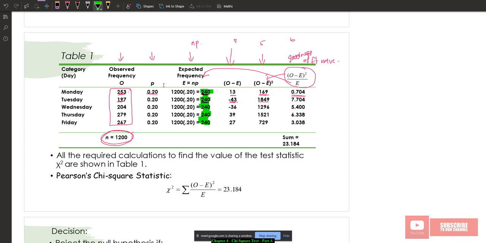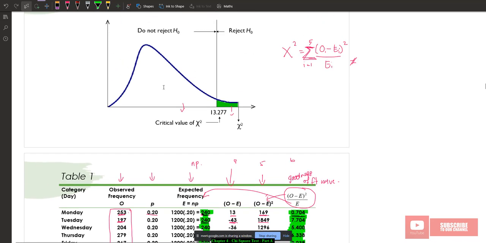What we need to do: now we have already calculated the goodness of fit values. We need to sum all the values. You will get 23.18. So 23.18 is our Pearson chi-squared statistic, our test statistic. Now we compare 23.18 with the critical region.